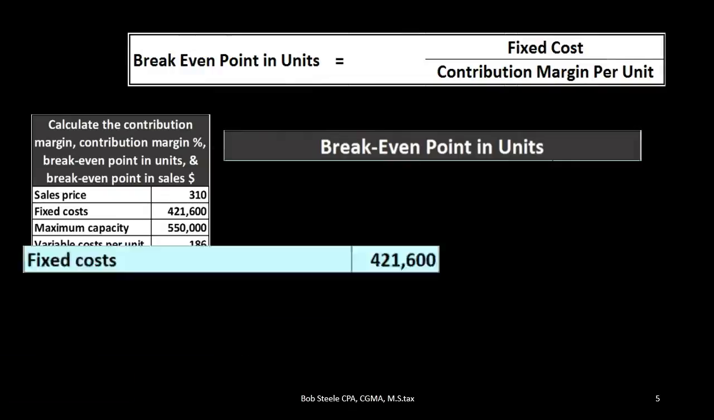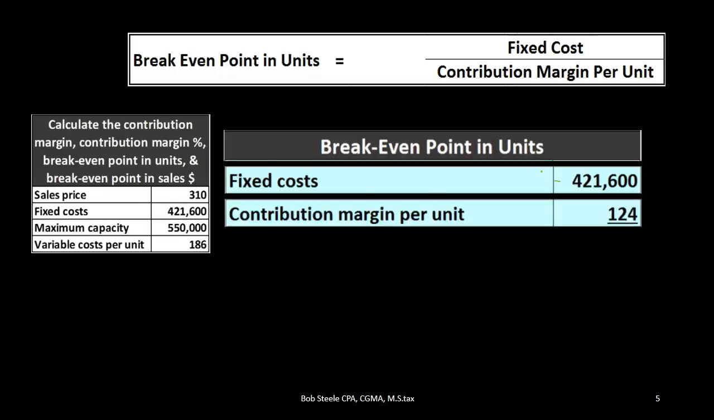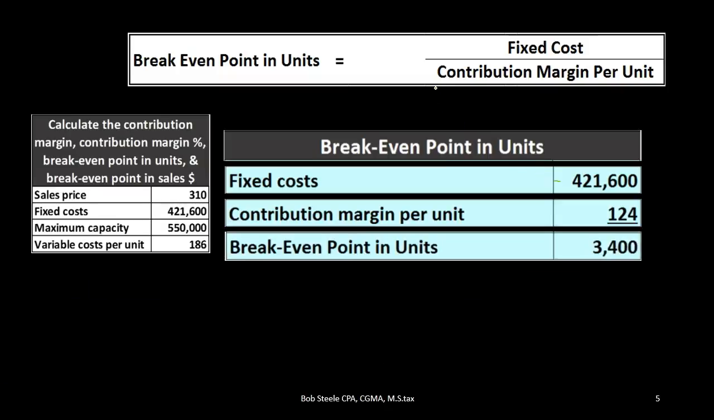We then take that number and plug it into our formula, taking first the fixed costs. We take the 421,600 total fixed costs and divide that by the contribution margin per unit that we just calculated in order to get to the break-even point in units. Therefore, we would need to produce 3,400 units in order to break even. Very useful number to have, the break-even point in units. Also very useful is to use a similar calculation to tack on estimated profits as well.